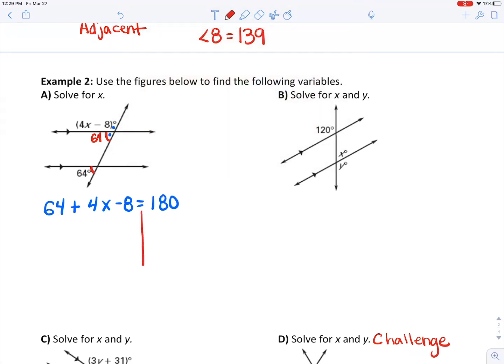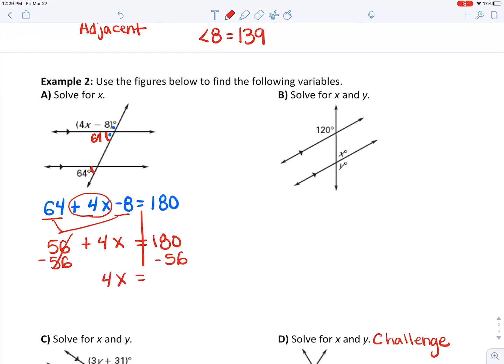Now I can solve just like I normally would. I'm going to see if I have any like terms. And I see that 64 and minus 8 are like terms, so that gives me 56. So now I have 56 plus 4x equals 180. Solving just like I normally would, I would subtract 56 on both sides to get rid of it. Now I have 4x is equal to 124.